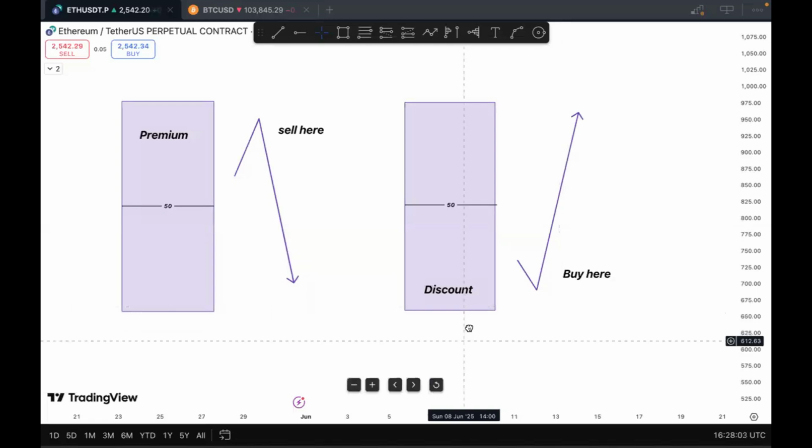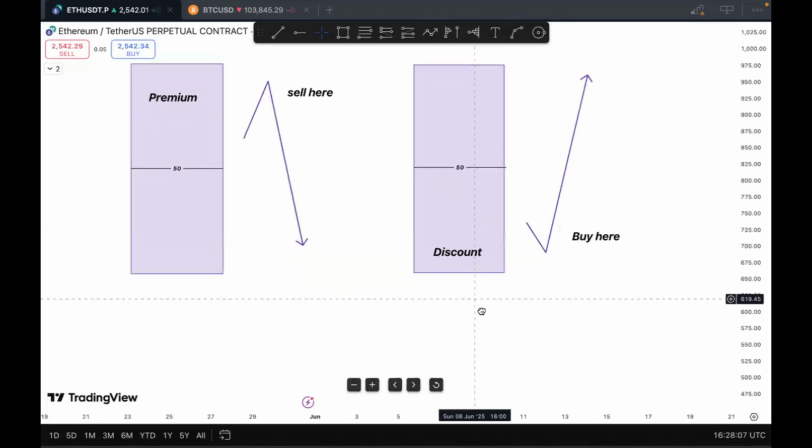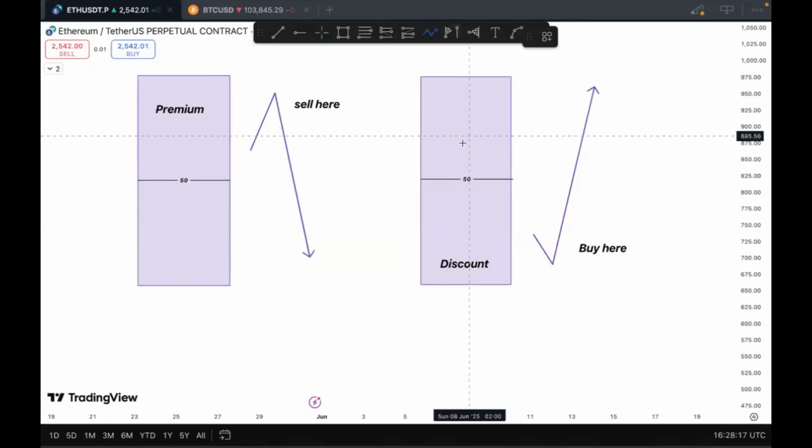So now let's go this way. In other words, what this means is that you have to see your structure.